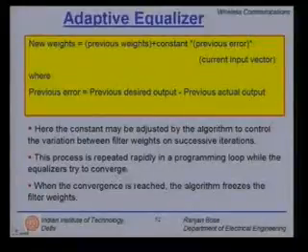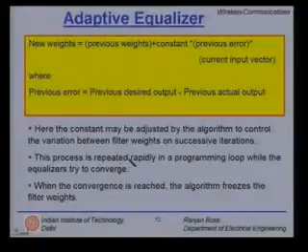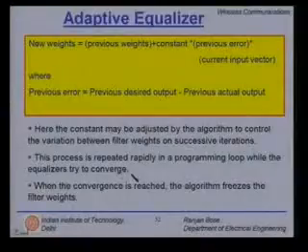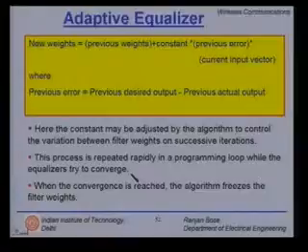Now, please note how soon it converges, because only then I can have a good estimate of what was sent. If it takes too long to converge, then I may not be able to use it in real time. This is one of the factors which will help in deciding which kind of equalizer to pick up. So, rate of convergence. When the convergence is reached, the algorithm freezes the filter weights.